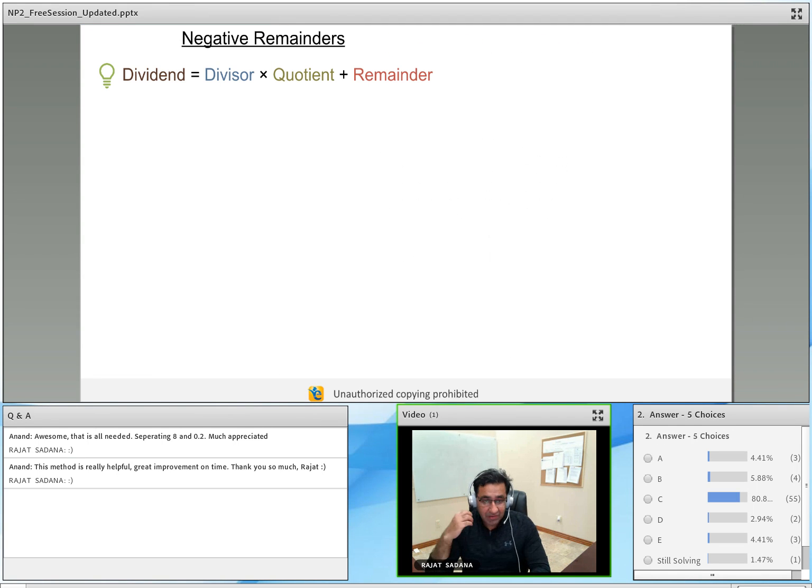So again, the basic concept for negative remainders is still the same, where your dividend is the same as divisor times quotient plus remainder. That is still the core concept. We're not forgetting that. The remainder is always less than the divisor, and the second constraint is that the remainder has to be greater than or equal to 0, which means it has to be positive. So again, you can express 5 as 2 times 2 plus 1, and 8 as 3 times 2 plus 2.